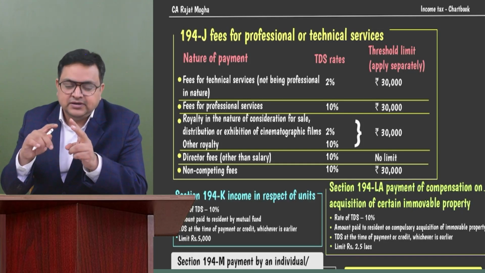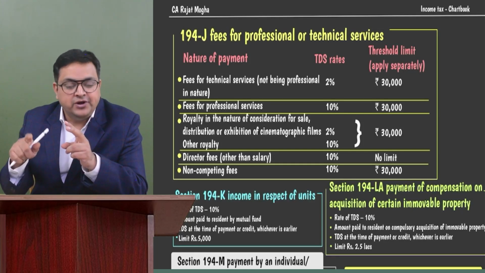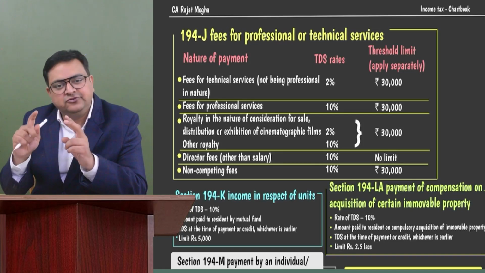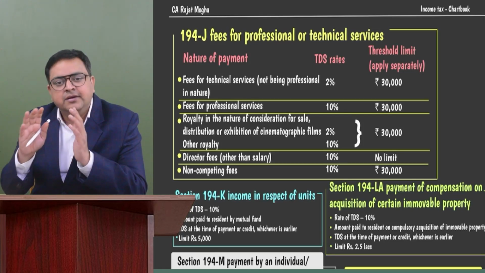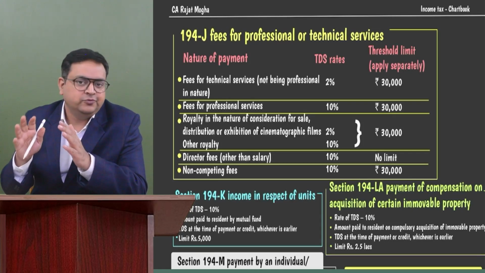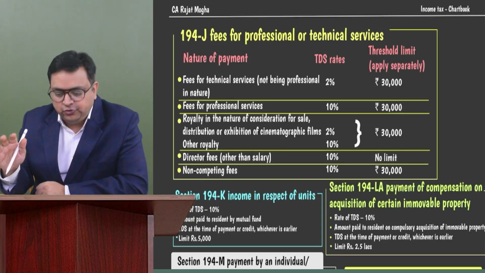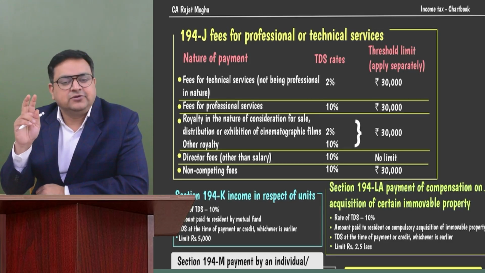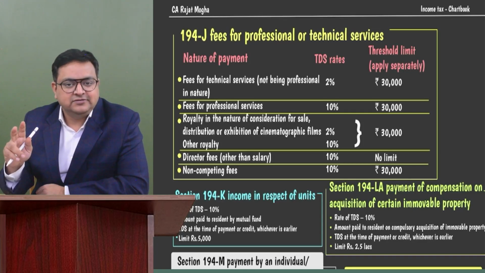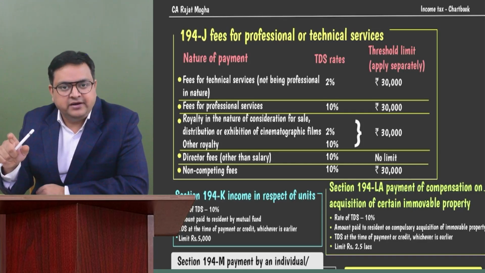Second, if the amount which you are paying is royalty on cinematographic films, it is 2%. On other royalty, it is 10%. But on cinematographic royalty, it is 2%. And third, if you are paying to a call center, then again the rate of TDS would be 2%. So in three cases, the rate of TDS is 2%: technical services, royalty only for cinematographic films, and call centers.